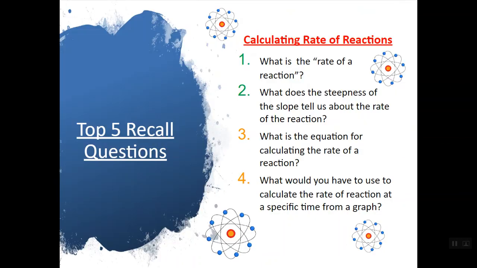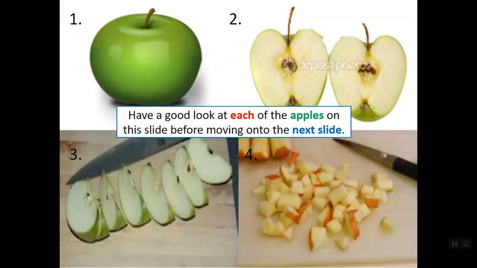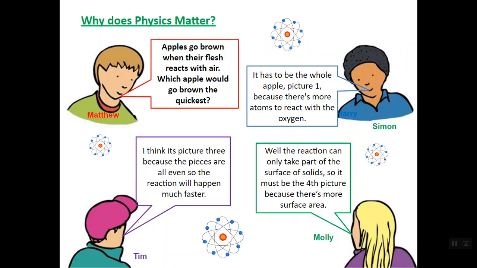Now, the first thing you're going to do is the top 5 recall questions. They're all based on stuff that you did yesterday. It's not a trick. If you go to yesterday's lesson and have a look, you can get the answers from there as well. Once you've done that, can you have a look at these 4 apples? You're just having a look. You don't need to write anything down unless you want to. And then you are moving on to this slide.